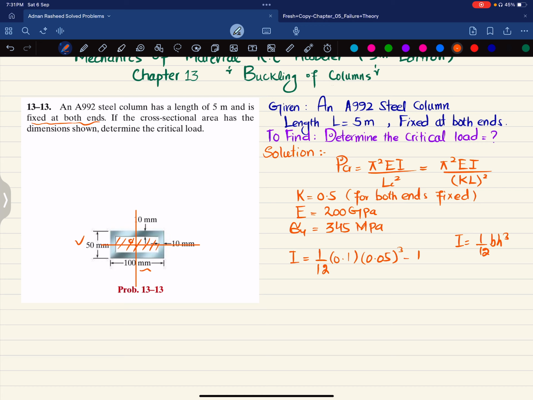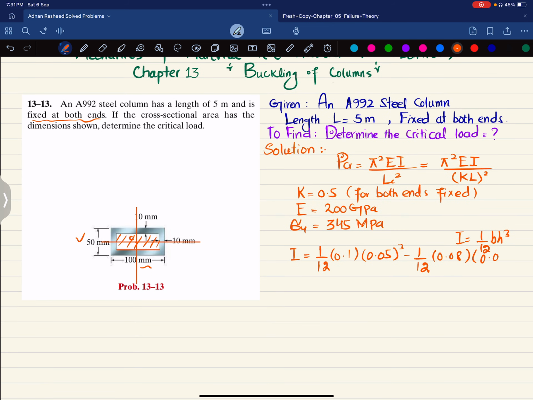So it will be equal to 1/12. Now this width will be 100 minus 10 from each side, which will be equal to 80, so the width will be 0.08. And what will be the height? Height is 50 minus 20, which is 30, and 30 is 0.03 whole cube. So this will be the I value. Now we will calculate it.